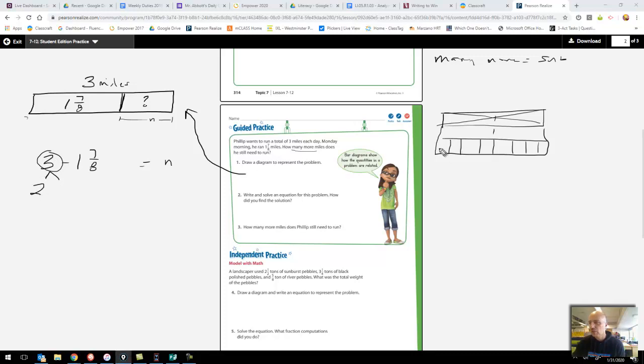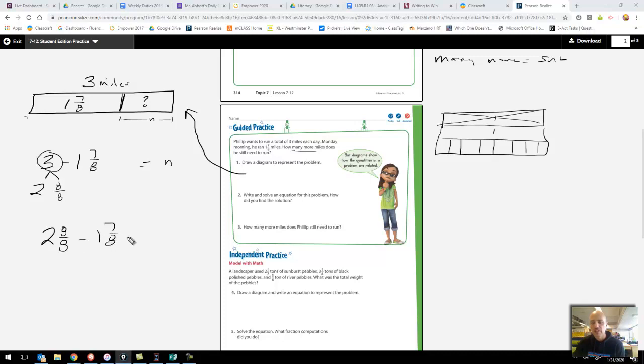And the one bar, the one strip that I'm going to turn into 8ths is going to be 8/8 because I have all of them. It's a full strip. It's equivalent to 1. 8/8 is equivalent to 1, and 1 plus 2 is 3. And that's it. So I'm not messing with this. I'm just renaming it. I'm making it look different. So now I have 2 and 8/8, and I need to subtract out 1 and 7/8.